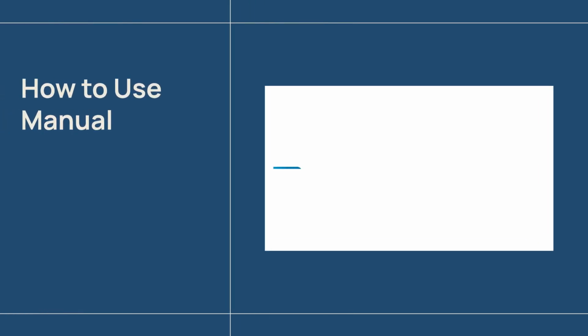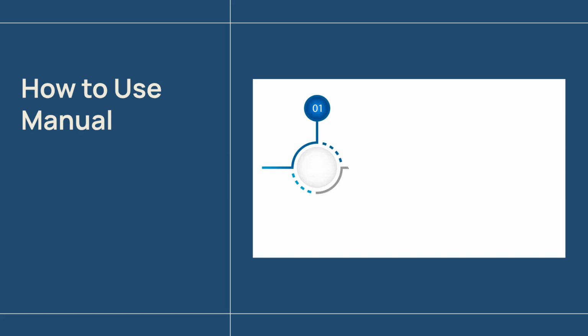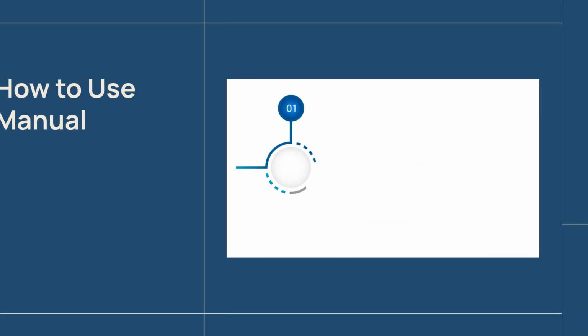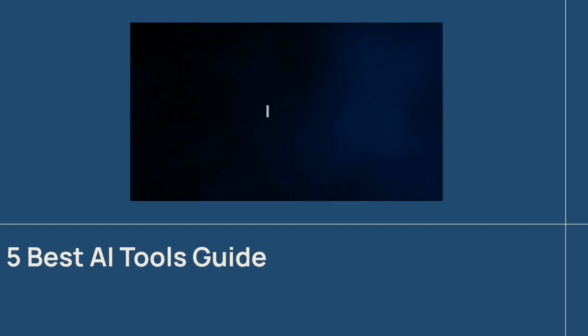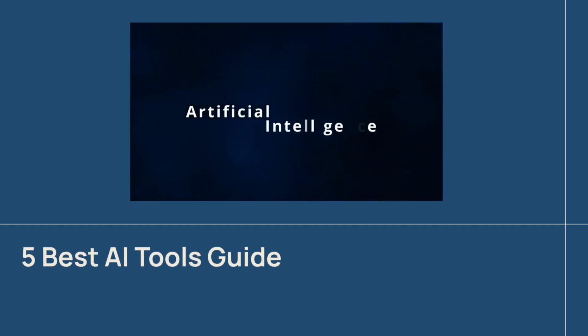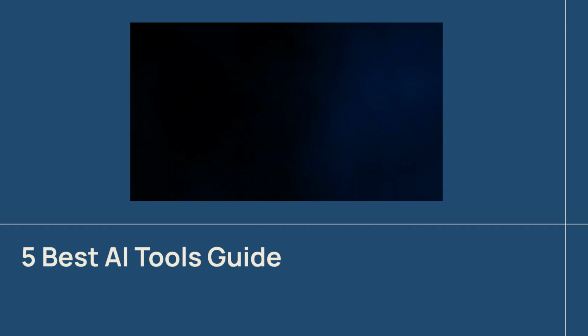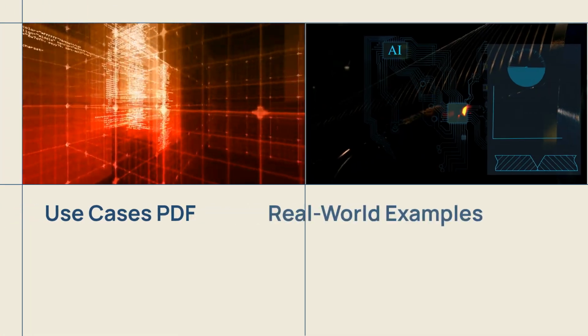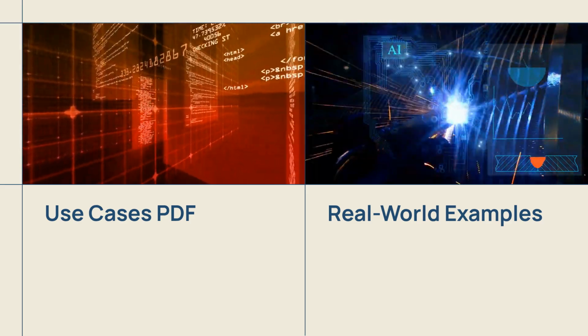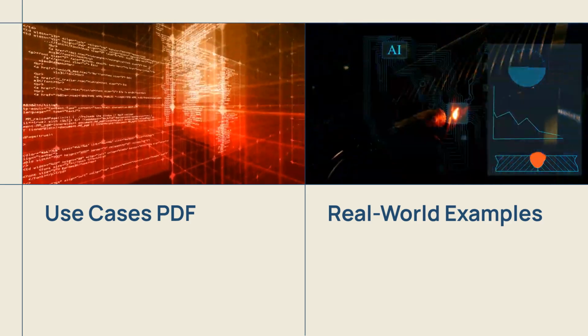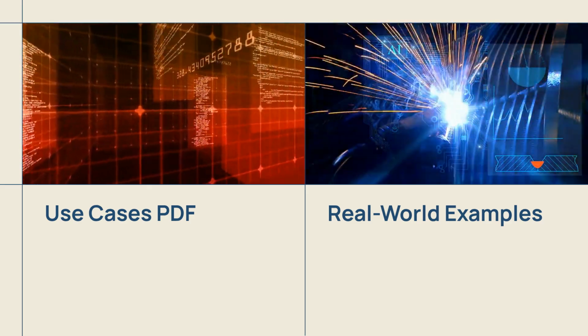The how-to-use manual provides simple, straightforward steps for immediate implementation, ensuring you hit the ground running with zero learning curve. We've curated and vetted the 5 best AI tools, specifically proven to accelerate R&D tasks, saving you countless hours of trial and error. And our Use Cases and Examples PDF offers real-world inspiration, showing you exactly how these prompts and tools can be applied to solve complex problems.